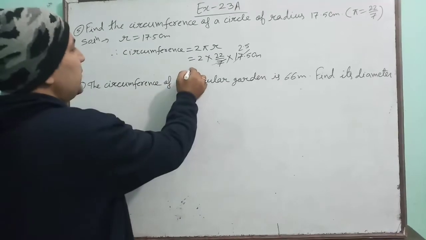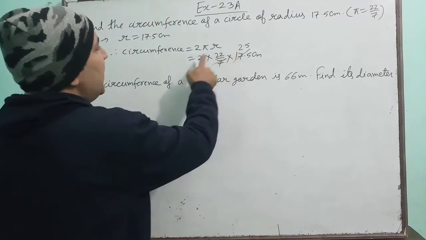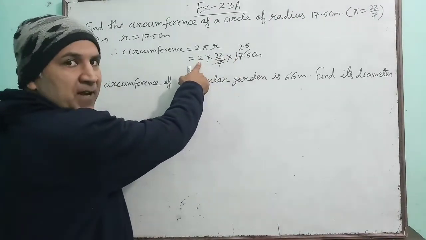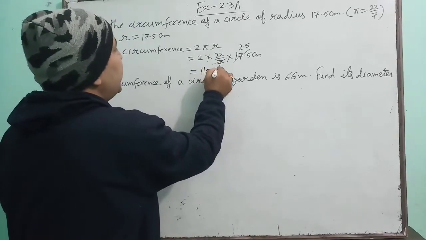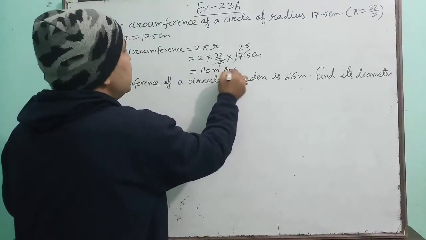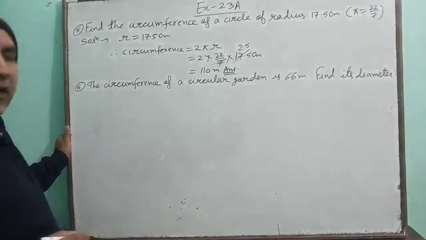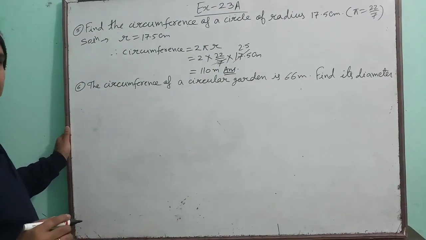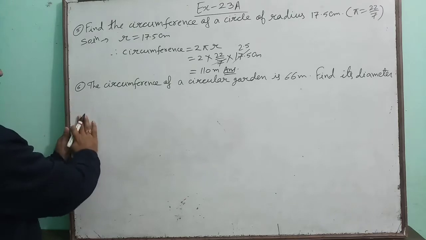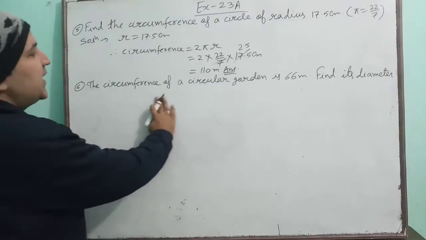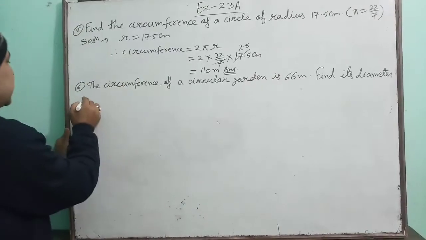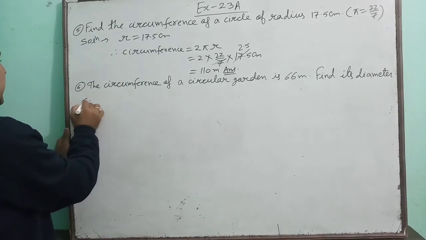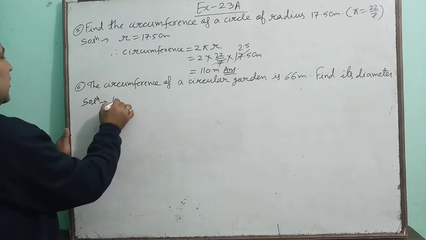Okay. Now multiply it. 2.5 is multiplied by 2 becomes 5. 5 into 22 is 110. That means circumference of the circle is 110 centimeter. Now see the last question of the day. The circumference of a circular garden is 66 meter. Find its diameter. So see children how to solve.